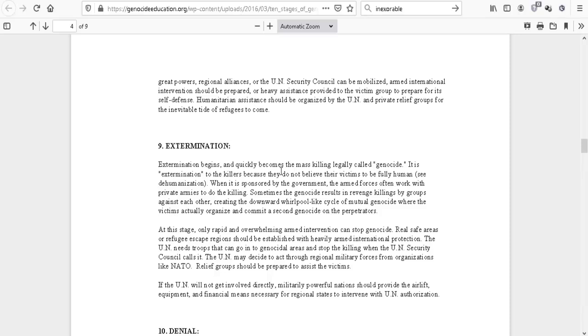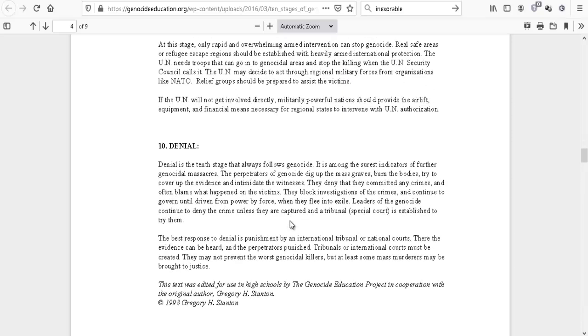Sorry. Fact. When it's sponsored by the government, the armed forces will work with private armies to do the killing. Sometimes the genocide results in revenge killings by groups against each other, creating the downward whirlpool-like cycle of brutal genocide where victims usually are actually organized and commit a second genocide on the perpetrators. You see, it just becomes a vicious circle. And it's out of control. At this stage, only rapid and overwhelming armed intervention can stop a genocide. And I don't want to talk about UN again. Screw them. I know what they are. They are not in our best interest. So I don't want to talk about them.